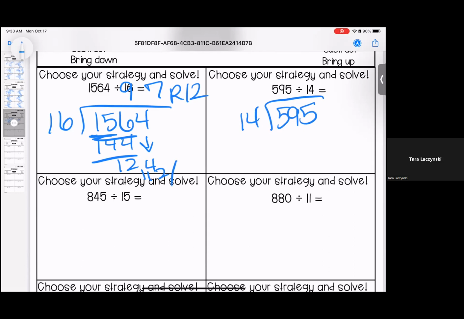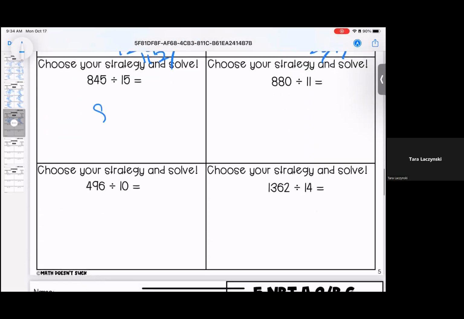All right, Nuggets, 595 divided by 14. 14s are just like 15 that lost a friend. So I can think 15, 30, 45, 60, but I need to back it down a little bit. So the closest that I'm going to get is going to be 4. 4 times 14 gives me 56. When I subtract, I'm left with 3. I bring down my 5. And the closest that I'm going to get this time is 2. 14, 28. When I subtract, I'm left with a remainder of 7. So 42, remainder of 7.